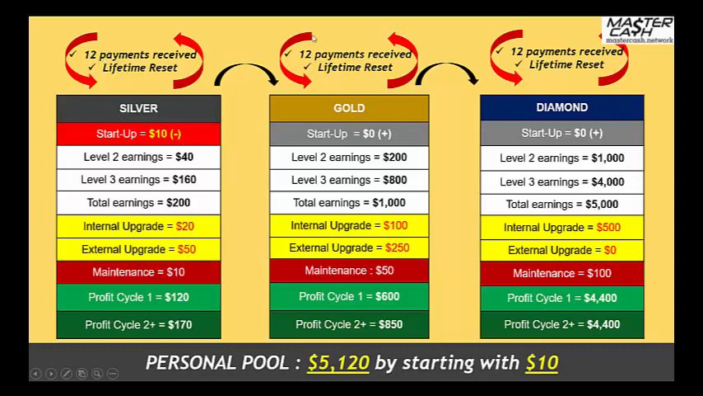So in total, you are receiving 12 payments in each matrix, and then it has a lifetime reset, which means that after you receive all the payments, the system will automatically reset you to start this matrix again. So this silver matrix can have 5 cycles, 10 cycles, 20 cycles, up to infinity, lifetime reset. The same applies to the gold matrix, and the same applies to the diamond matrix. Okay, so this is just to explain to you the earning potential in a tabulated form for the personal pool.